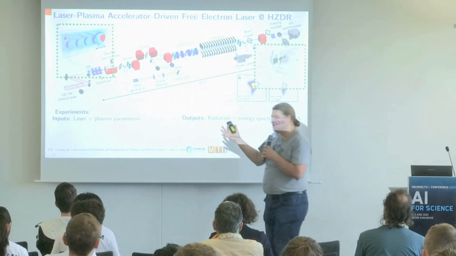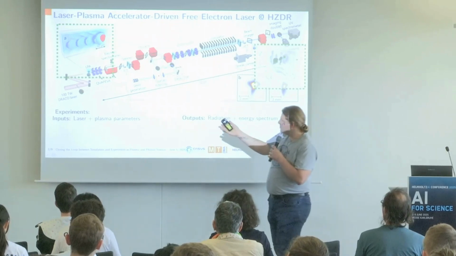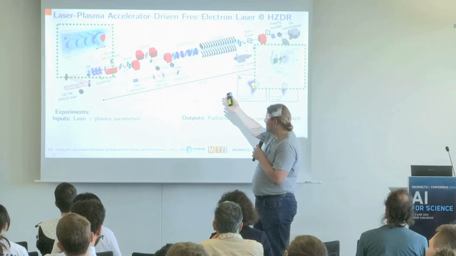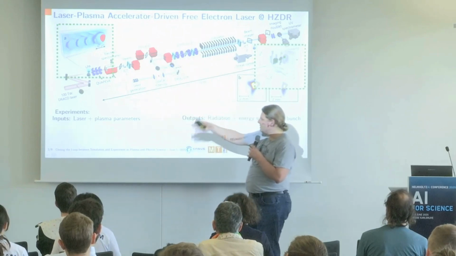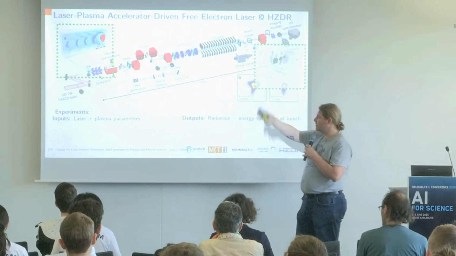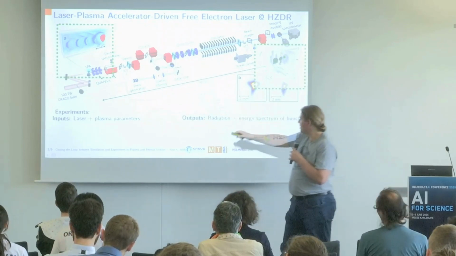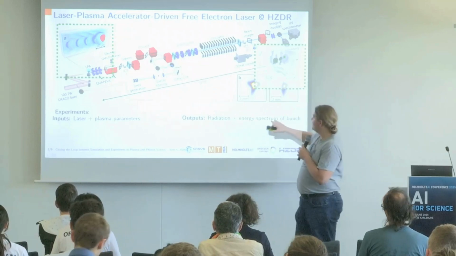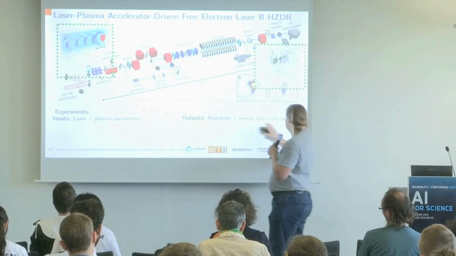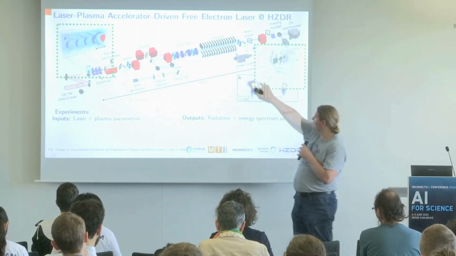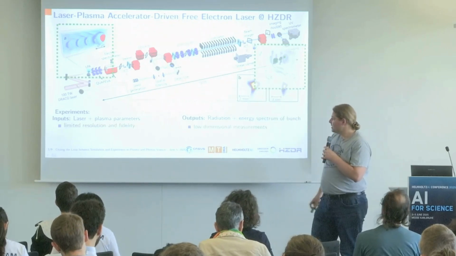I want to talk a bit about the nice connection to the previous talk. So what are we facing here in the experiment? Our input parameters are parameters of the laser and parameters describing the plasma jet, like the density and how much gas is flowing there. And the output that you can measure is radiation, for example coming from the undulator, or the energy spectrum of the electron bunch, or this transition radiation or fluorescence here.